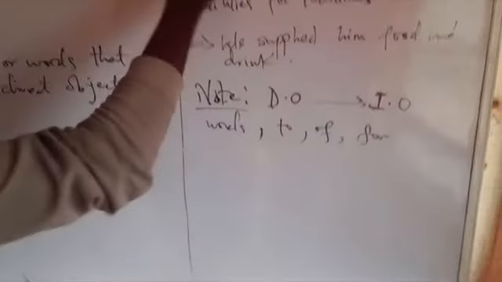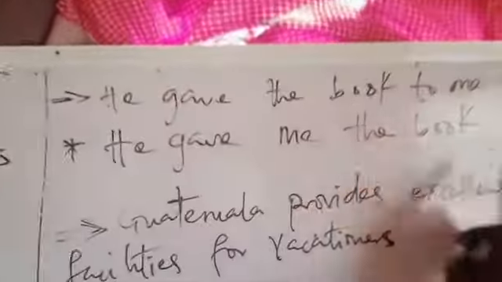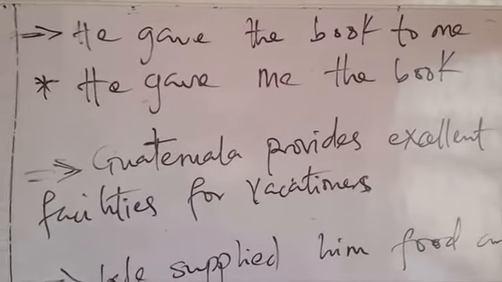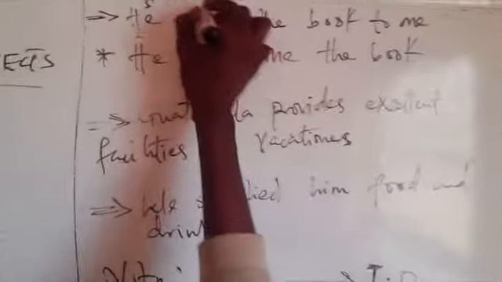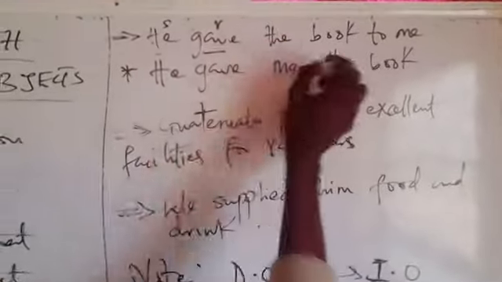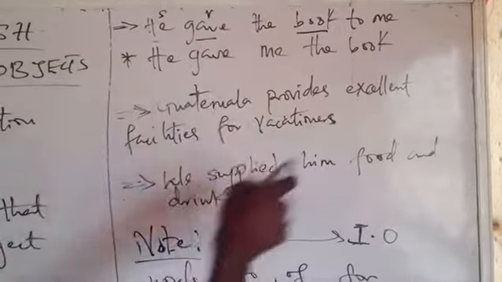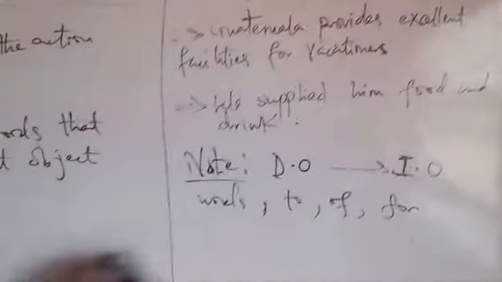Now let's move on. Look at the sentence: he gave the book to me. He gave the book to me. Now, he is the subject here, gave is the verb, like we said in the last class. The book here is that particular entity receiving the action word gave. So the book here is our direct object.